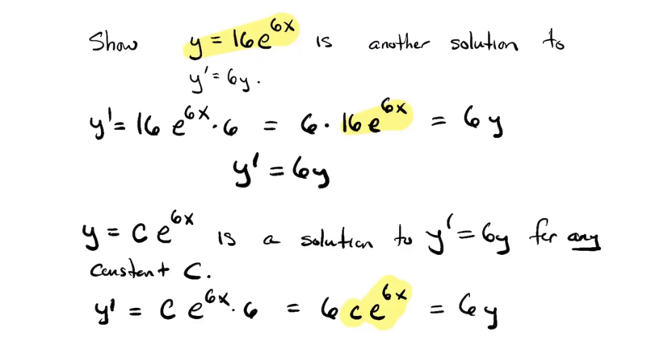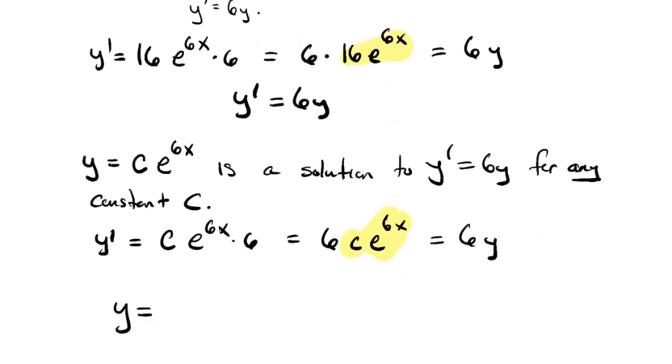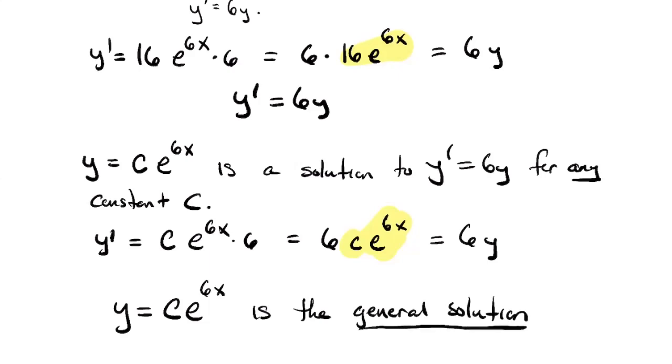Okay, so this thing, y equals c e to the 6x, is called the general solution. It's the general solution because it involves this arbitrary constant. The values that I chose in my first two examples were c equals 1 and c equals, I forget, 16. Those were particular solutions. So the general solution is identified by the fact that it has this constant in it.